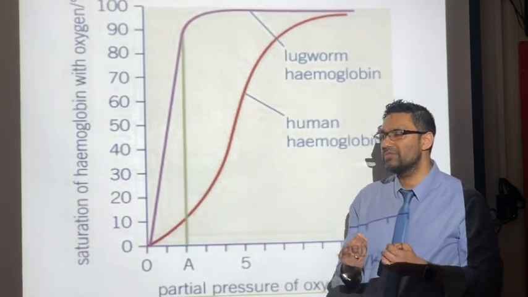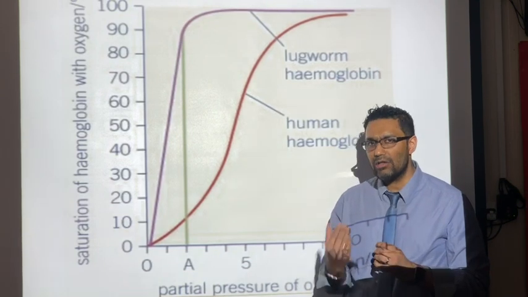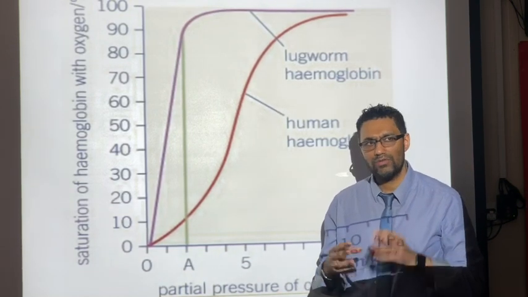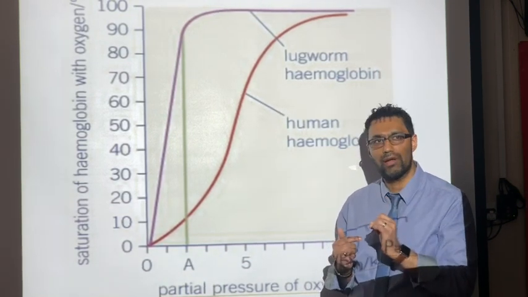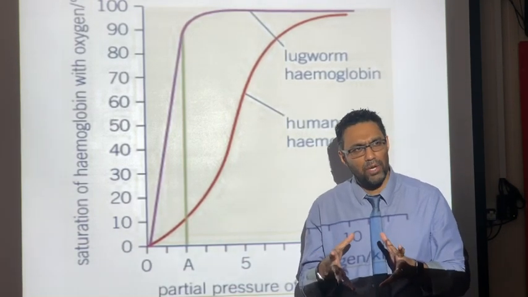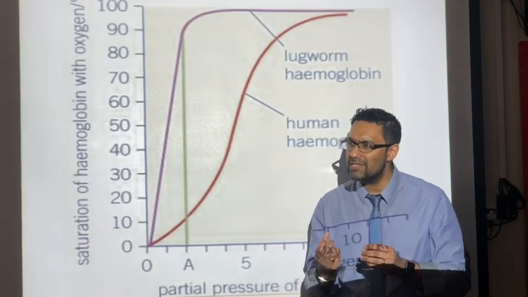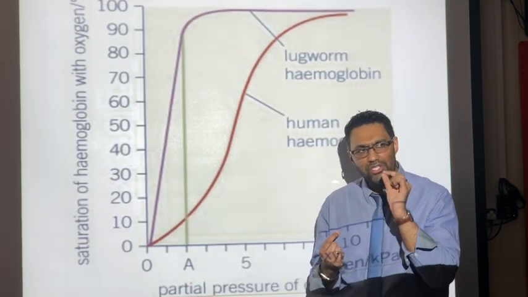So, lugworms then, let's think about their adaptations. If they're under the sand, is there a lot of oxygen around there? No, so there's very little oxygen around there. Now, are they very quick? Have you ever seen a fast-moving worm? No, they're very slow. So will they have high metabolic rates? No. So they've got very slow metabolic rates.